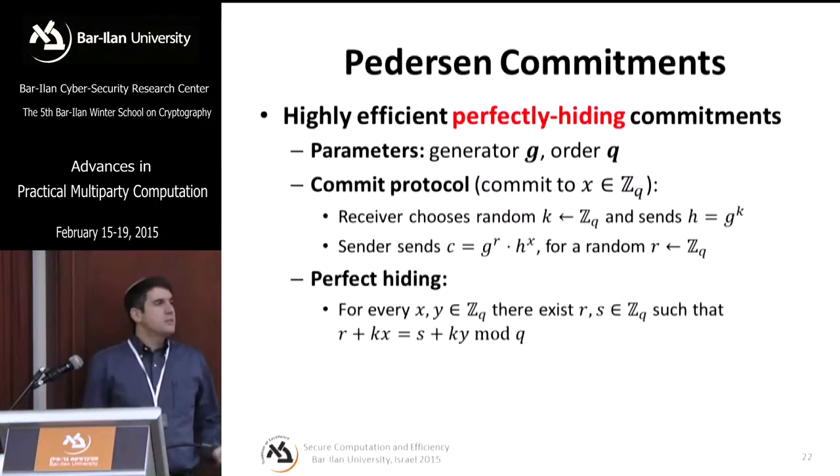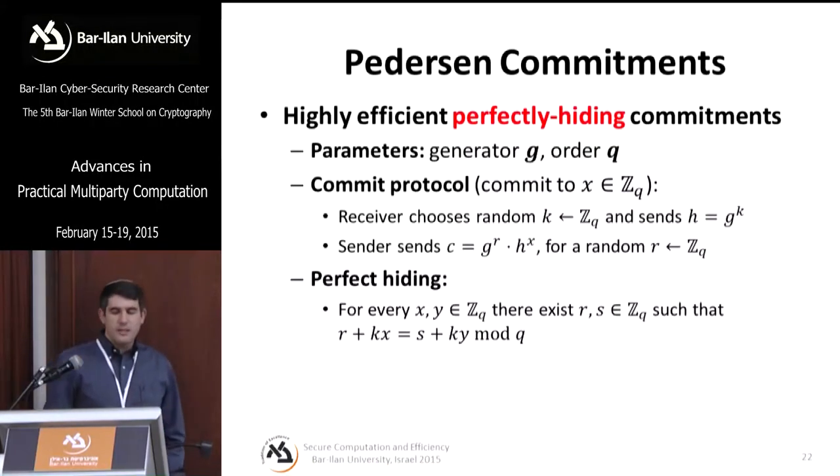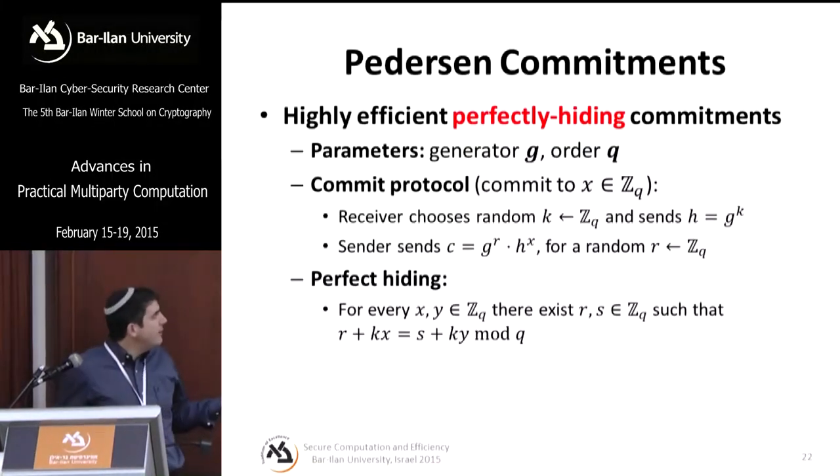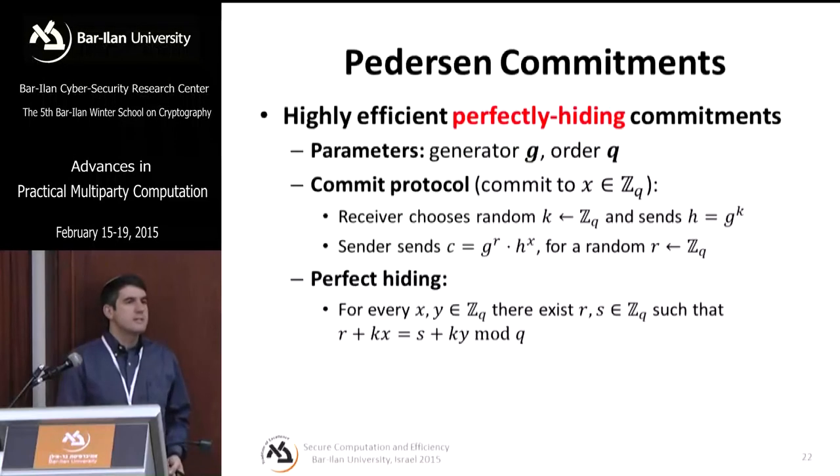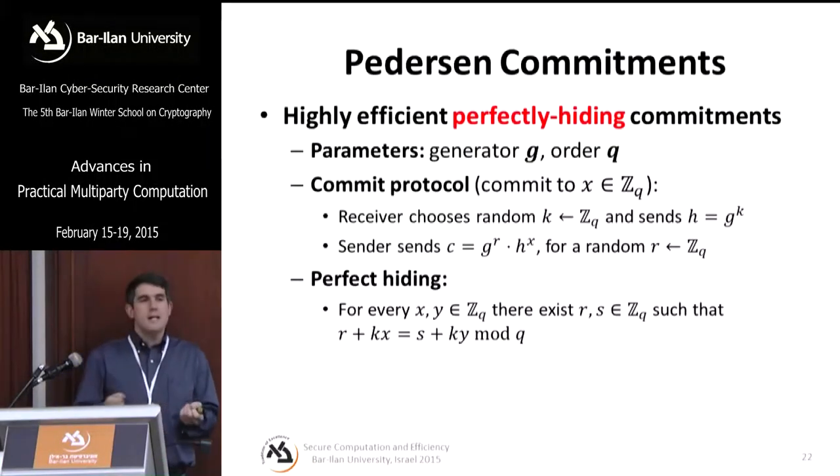And I want to claim first that this is perfectly hiding, and that's actually very easy, because for every X and Y, there exists a pair R and S, so that R plus KX equals S plus KY. And there's no way of knowing if this value C that you received was generated using R and X, or using S and Y.